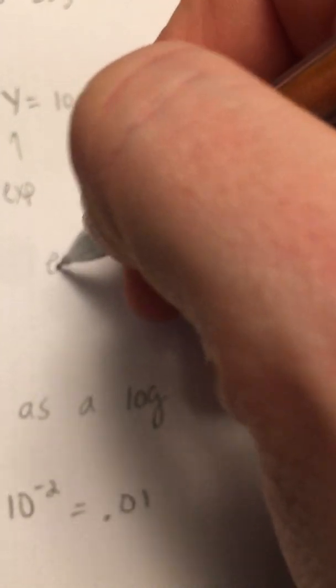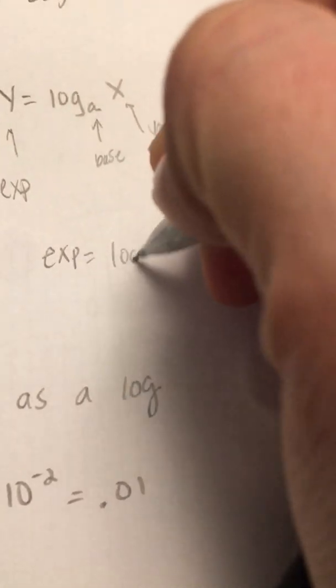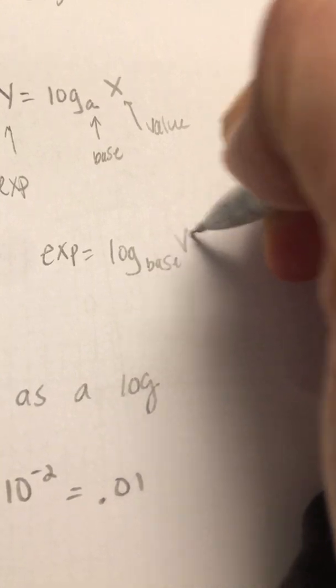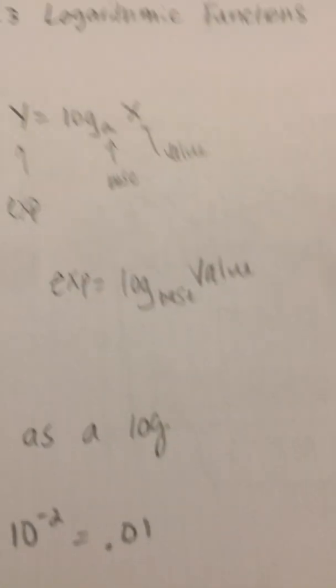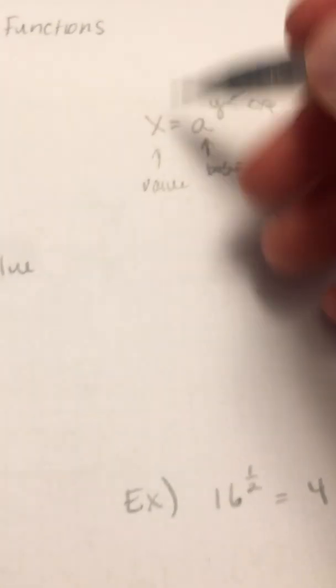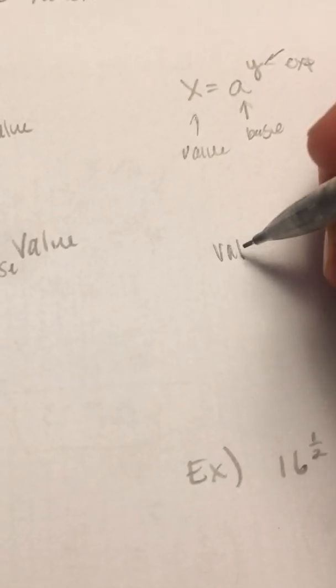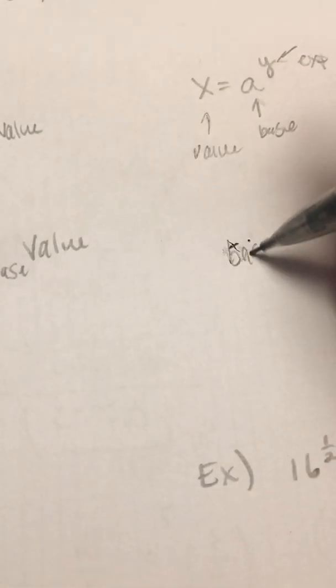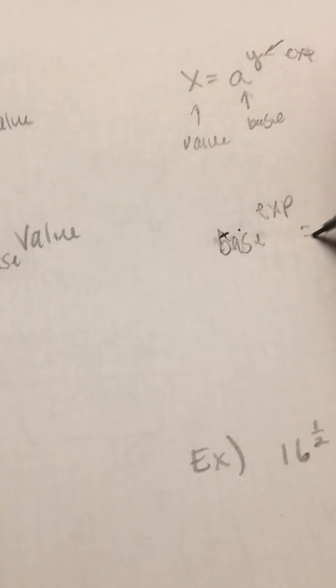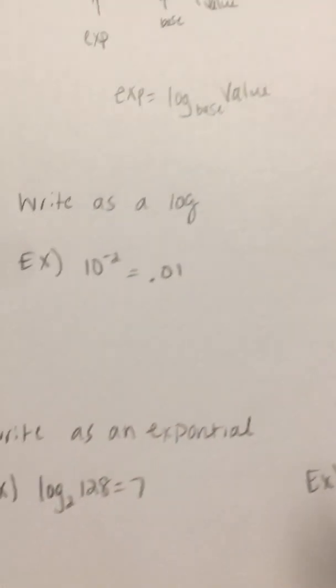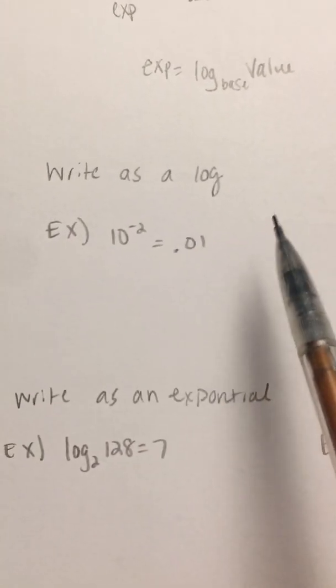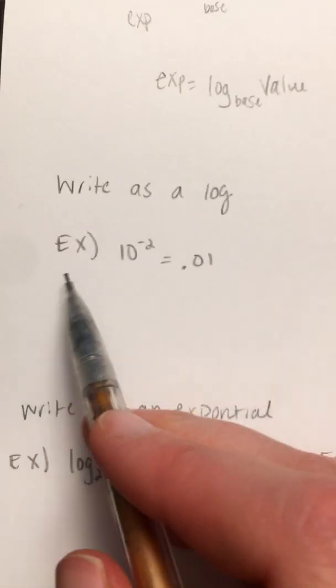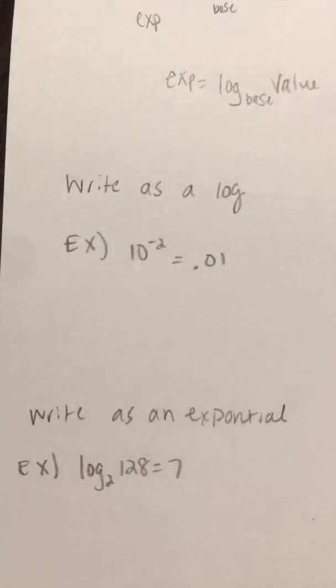So I kind of think of it as logs: exponent equals log to the base and value. And exponentially, I'm actually going to write it this way, I think I prefer this: base exponent equals a value. So that makes it easy because the next thing is just rewriting it as a log. And you could write off to the side, what's the base, what's the exponent, what's the value.